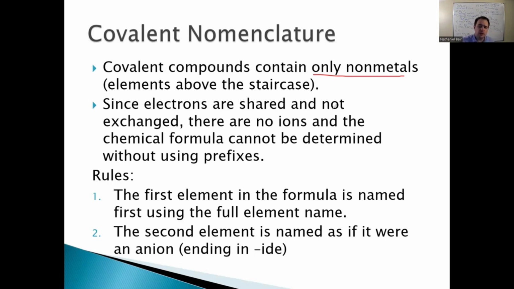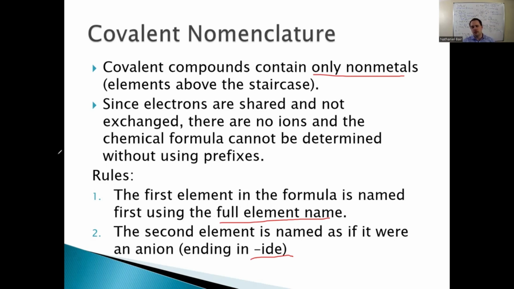And since they share electrons, no charges, if there's no charges, you can't build the formulas because you don't know how many to bring together. So we have to use the Greek prefixes to say how many of every element there are. When we name covalent compounds, it starts out similar to binary ionic nomenclature. The first thing you do is name the first nonmetal. You don't change its ending.